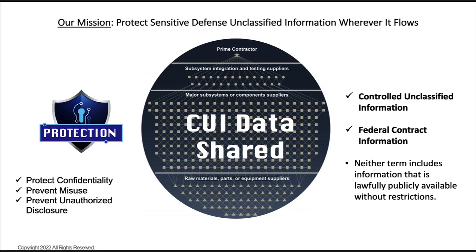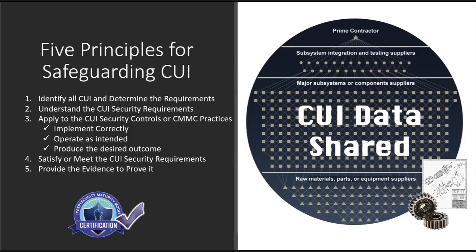We're legitimately protecting our families and our children and our grandchildren as we perform these contracts and protect this information from unauthorized disclosure. Five principles for safeguarding CUI start with identifying all the CUI and determining the requirements. Once we determine the requirements, we can understand what those security requirements are asking of us. What do we need to do to protect the CUI that we have, that we receive, or that we develop in performance of the contract based on the requirements related to that category? And then we apply the CUI security controls or the CMC practice.